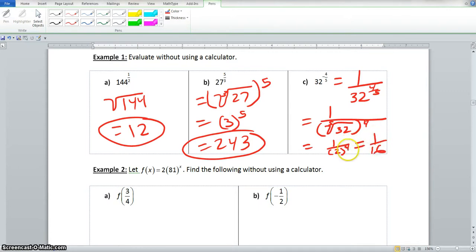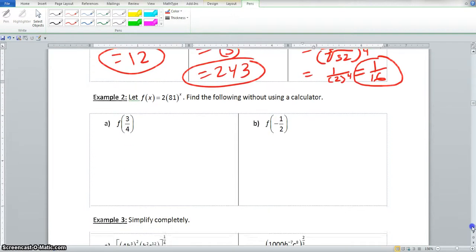Now remember, this is a 4. Okay, class, I rewrote this so these 4s would look more like 4s. So we know this is the 5th root of 32, to the 4th power. And the 5th root of 32 is 2, so it'll be 1 over 2 to the 4th power, which is 1 over 16. And this is the final answer.